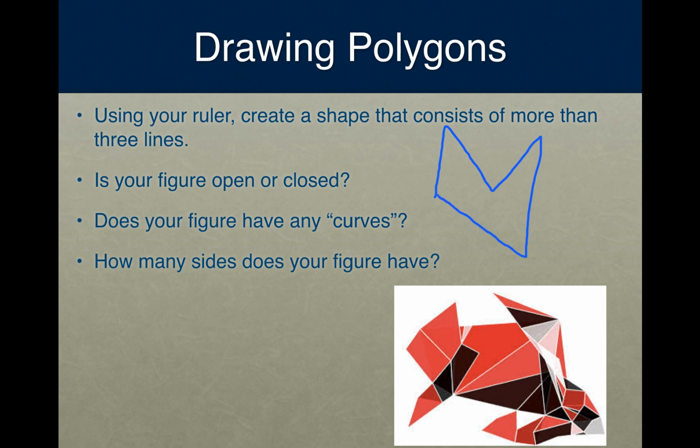Once you've drawn your shape, I want you to answer these 3 questions. Is your figure open or closed? So let's see, my figure is open. Does your figure have any curves? Well, all my lines are straight, so no, it doesn't have any curves. And how many sides does your figure have? Everyone's going to have a different number of sides, but 1, 2, 3, 4, 5. Mine has 5 sides.